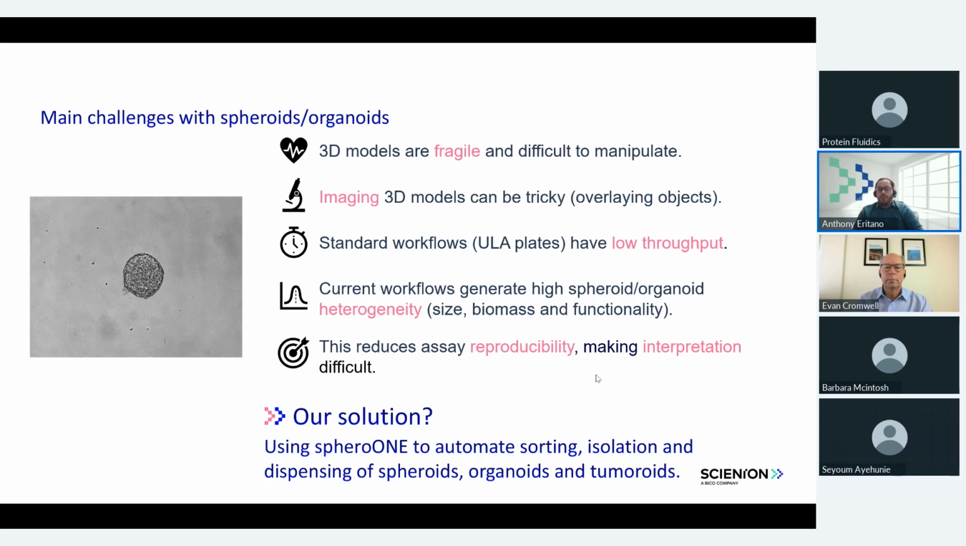Current workflows using ultra-low attachment plates have a very low throughput. It takes time, and working with them is complicated. The other downside to using these low attachment plates is that you see a huge degree of heterogeneity in terms of size, biomass, and actual functionality. Because of all this heterogeneity, it reduces assay reproducibility and can make interpretation of your data very difficult. So the solution is to use the spheroONE to automate, sort, and isolate spheroids, organoids, or tumoroids. Next slide.